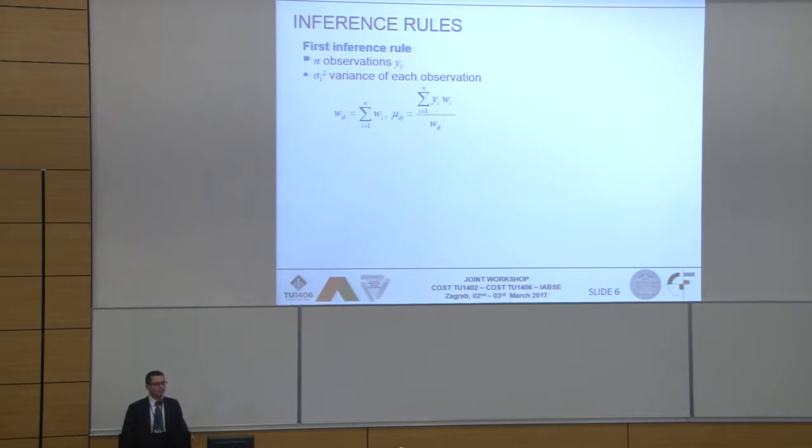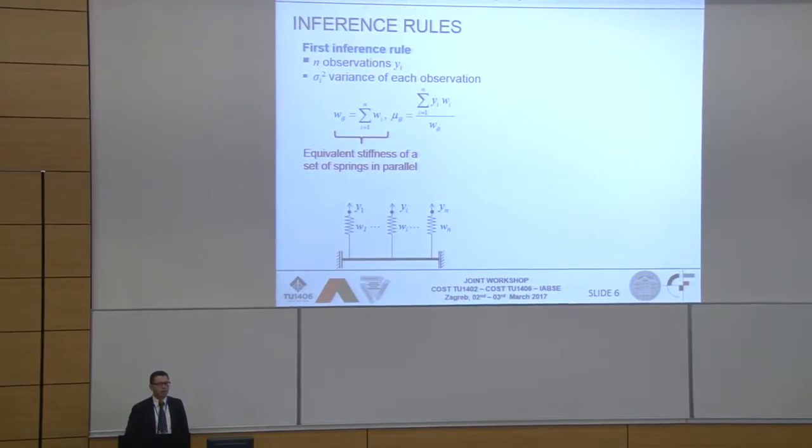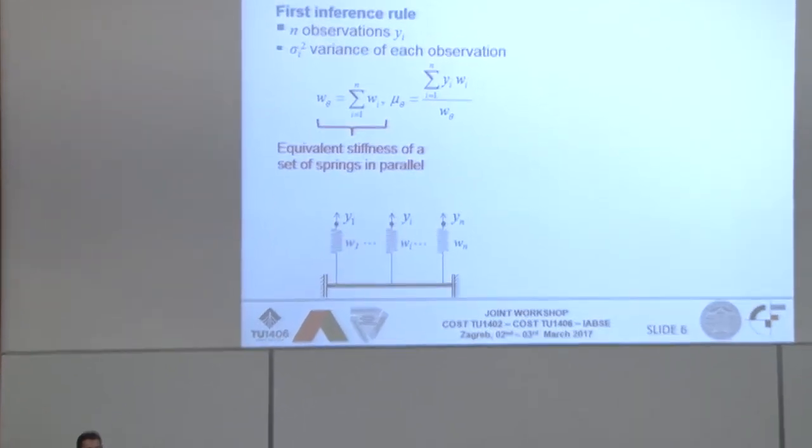So if we write the first inference rule, the inverse variance rule, using accuracy as a parameter, we find that the accuracy of the parameter is simply the sum of the accuracy of the information that we use to infer it, and the mean value of the parameter is simply the weighted average of our information using the accuracy as a weighting factor. If we look at this equation with the eye of a simple engineer or a structural engineer, we will probably recognize the same equation that we use for calculating the equivalent stiffness of a system of springs in parallel, right?